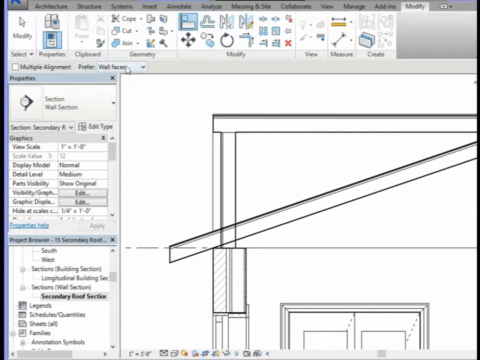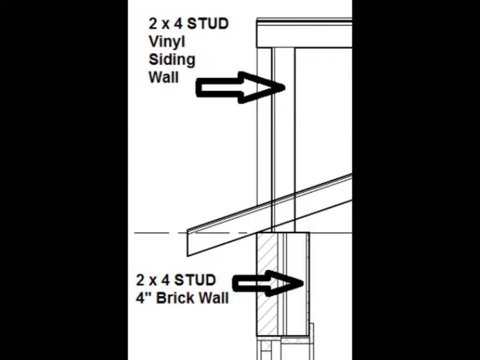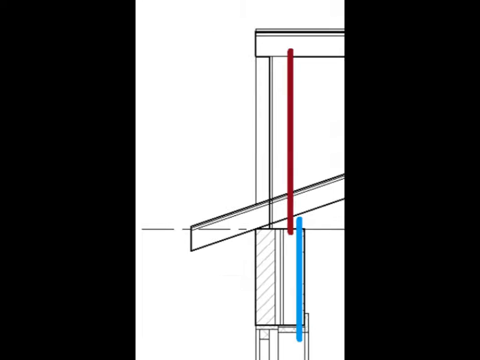In this area here, you will change the preference to Faces of Core. The core boundary represents the structural member or the framing member for the vinyl siding wall as well as the exterior wall. The structural member is called a stud. You want to make sure that the inside faces of the studs are aligned.